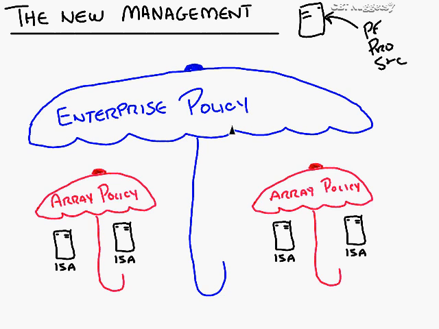Now you'll forgive me, I live in Arizona, so I drew these umbrellas from memory. We don't see rain often. In the ISA Server Enterprise Edition, you have the enterprise level policies.